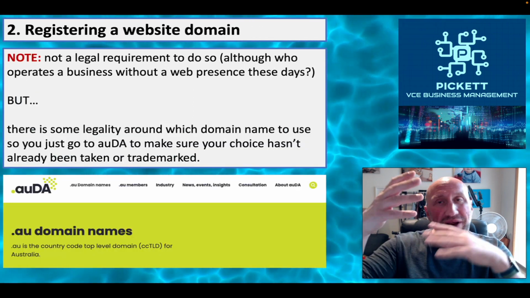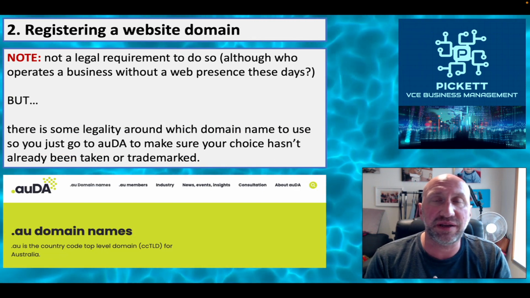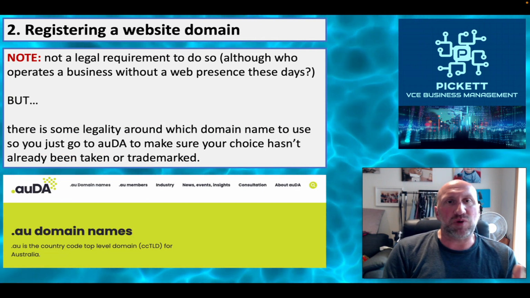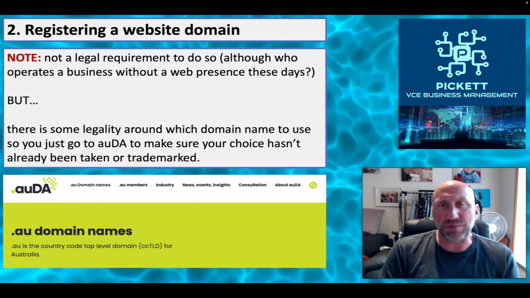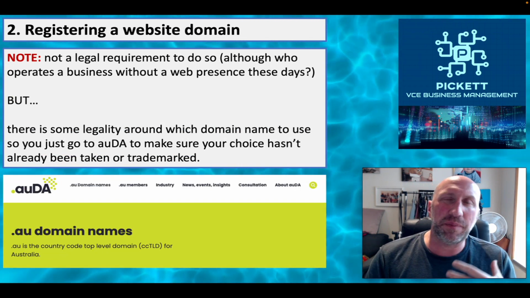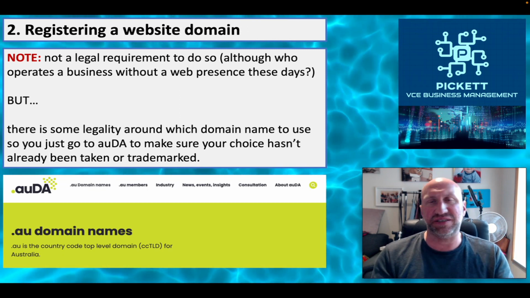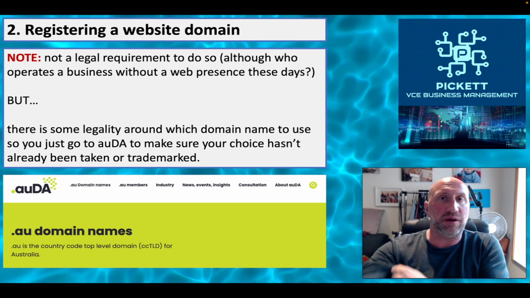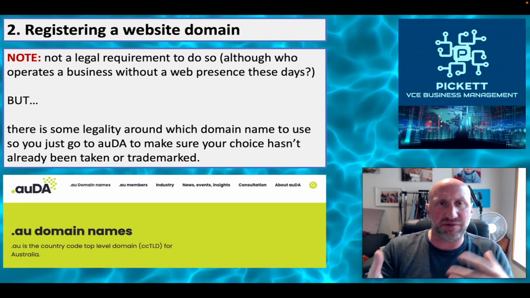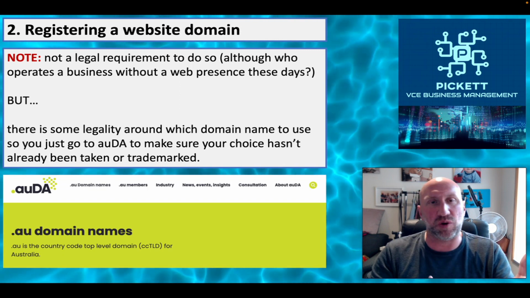The second one on our list of legal requirements was registering a website domain. Now, this is a bit of a weird one because clearly it's not a legal requirement to register a website. If you're going to operate a business, you don't legally have to have a website. But the reality is, who's going to operate a business without a website these days? It's essentially free to set one up if you just use a website builder. You want to be findable. So the reality is you would have some kind of website, but it isn't actually a legal requirement.